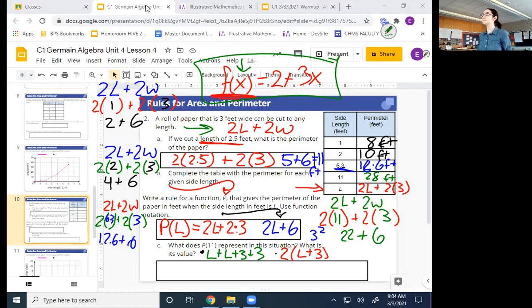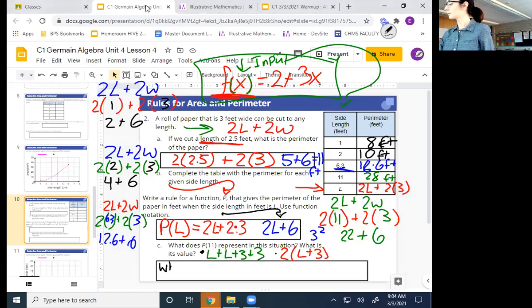It represents the side length after the paper is cut. It represents this input. When you're talking about this number that you put inside the parentheses like this, that's our input. And our input is our side length. So Ian, what does this P of 11 represent? It represents that the side length is 11.